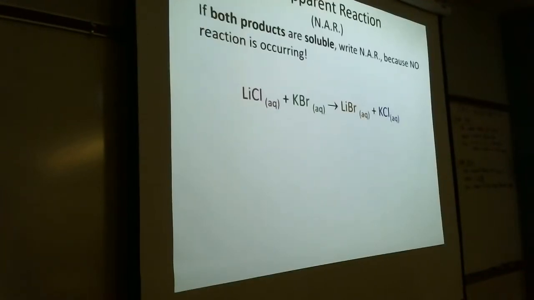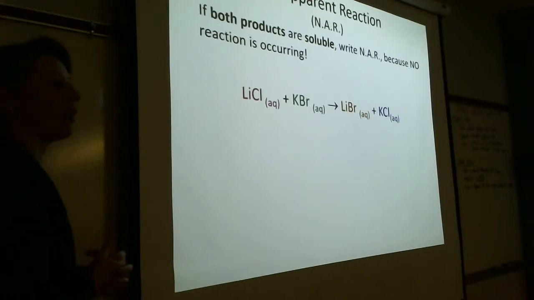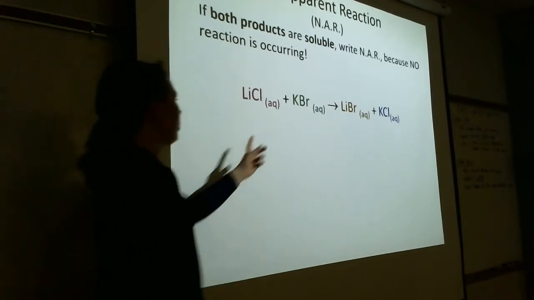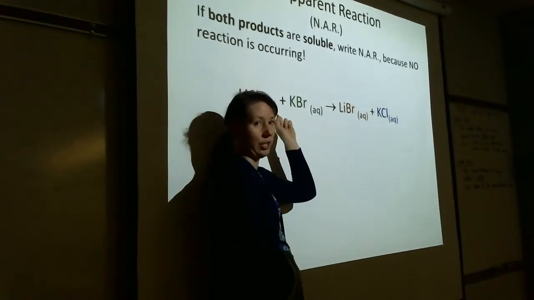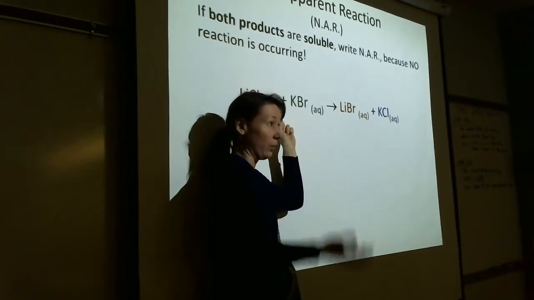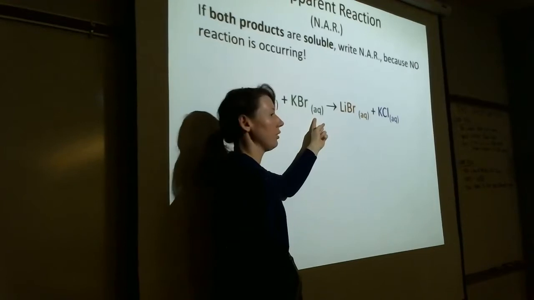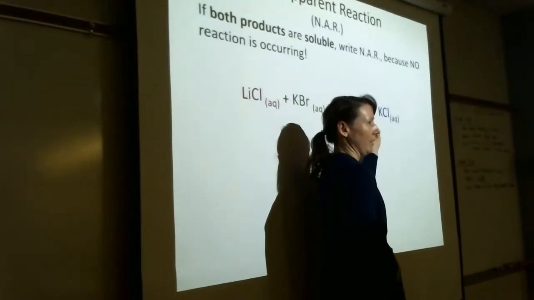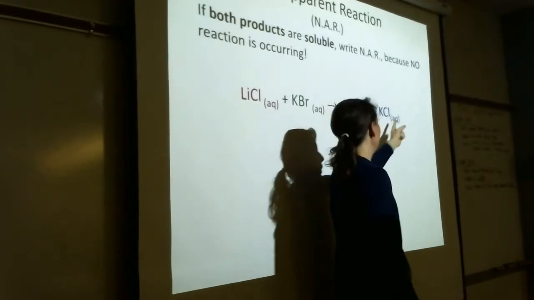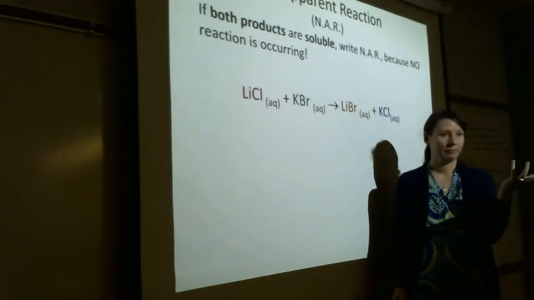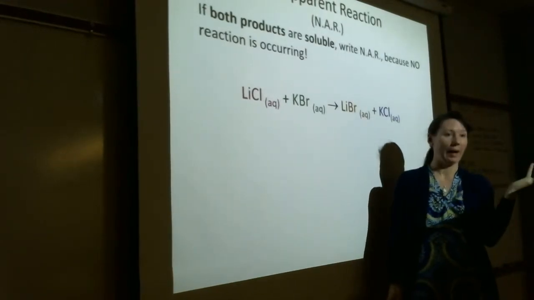Now here's the scenario that happens when both products are soluble. It's called no apparent reaction. So basically what happened here? I took a solution. Remember, a solution is just a homogeneous mixture, a mixture where the composition is equal. And then there's another homogeneous mixture. I combine them, nothing happened, because this product is soluble, this product is soluble. So did anything actually happen? Did anything meaningful happen here?